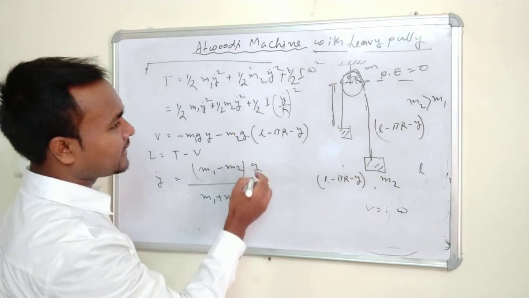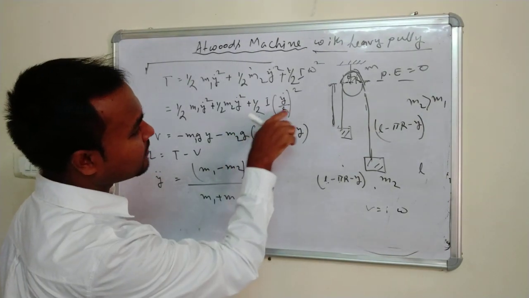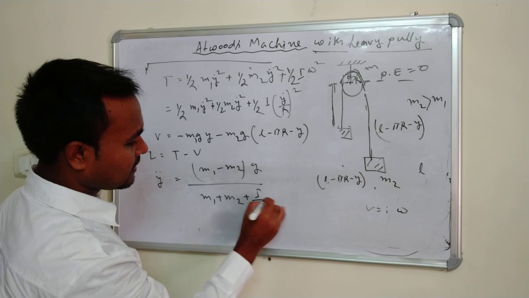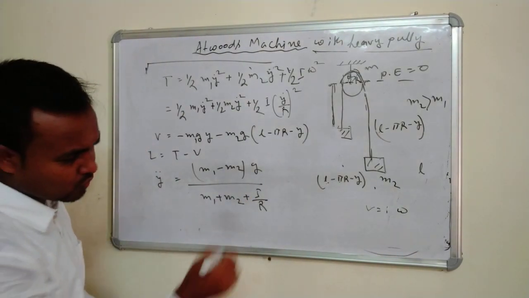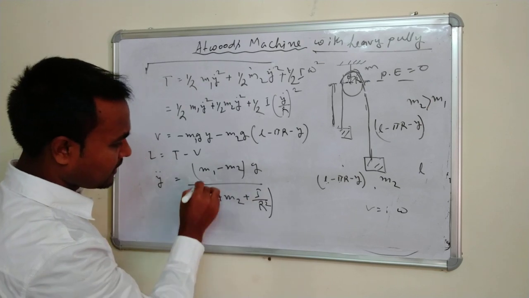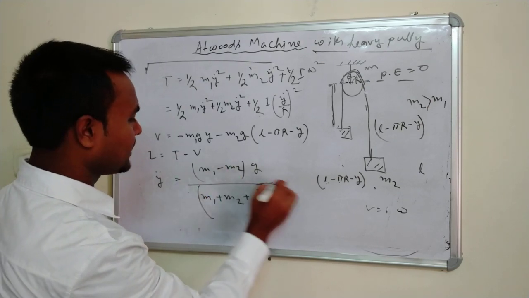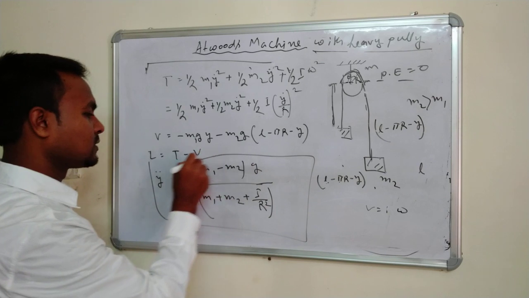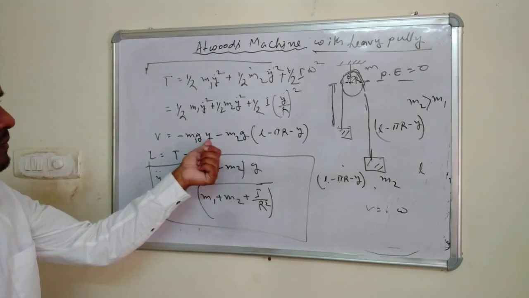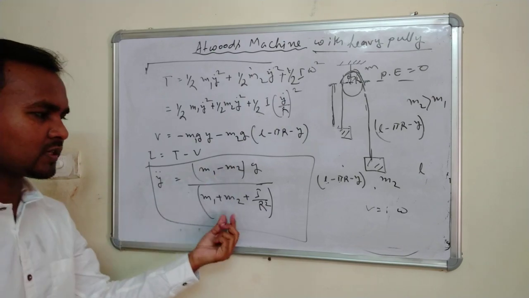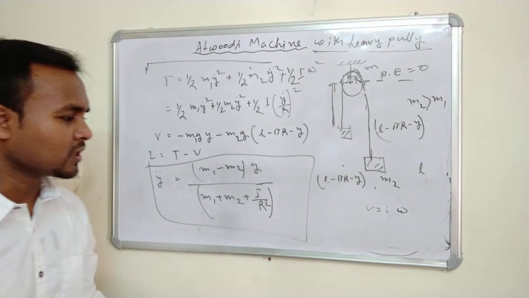one term will be added, that is I by r square. I by r square will be added. So this is just, you can write, a two-step problem: construct the Lagrangian, and you will get this solution.